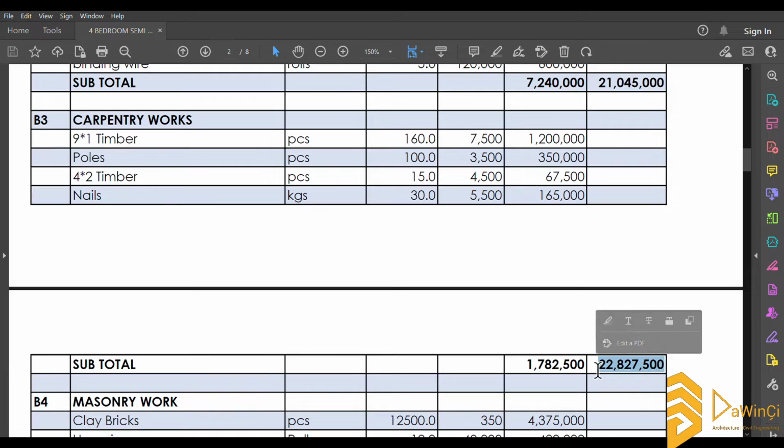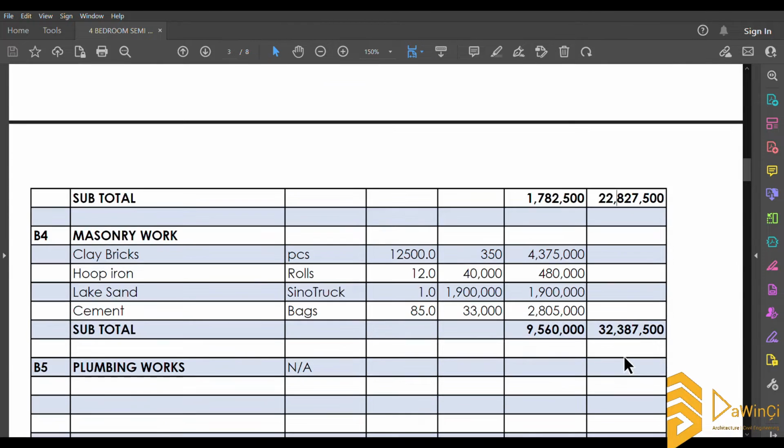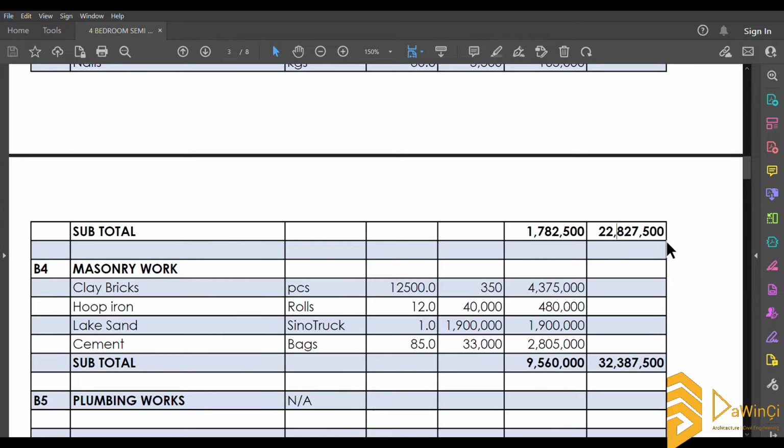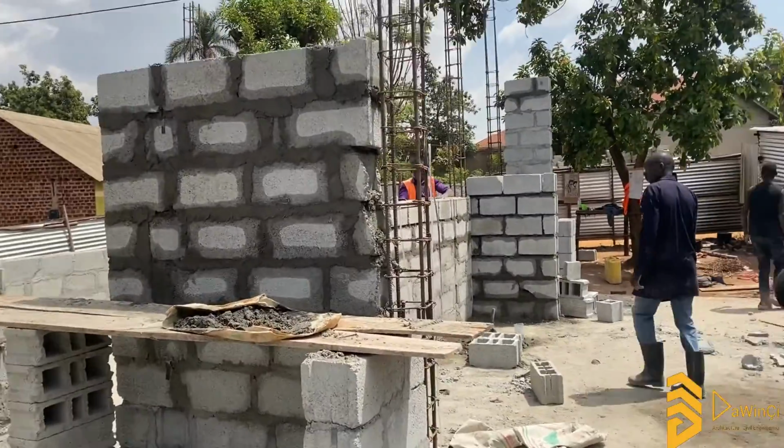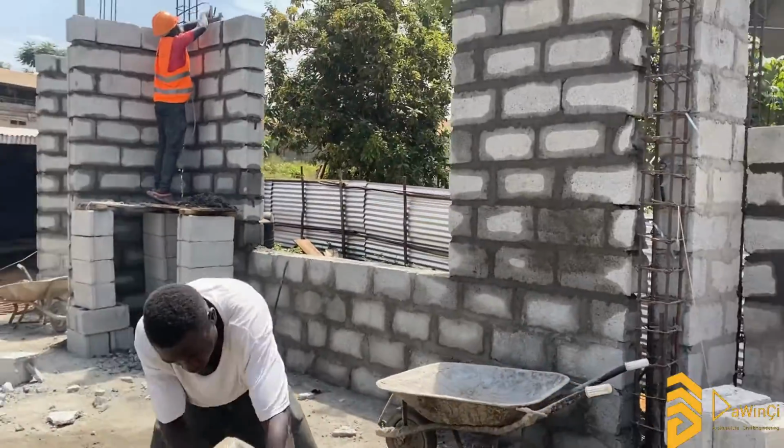Of course there are costs that I've not included, that if you're budgeting you need to include them. But the reason why we don't include certain costs is because they vary from one site to another. For example, we've not included the costs of hoarding. Hoarding is actually those iron sheets that you see around the site.